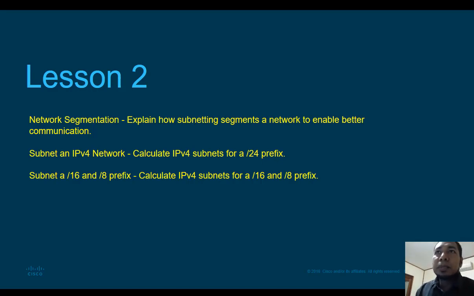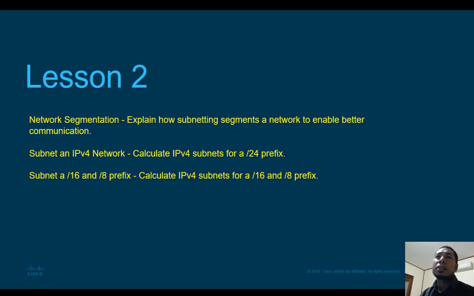Okay, so hello and welcome to lesson number 2 of IP addressing, IPv4 addressing. In this lesson, we look at three things. We talk about network segmentation, and the objective in that part of this lesson is for you to be able to explain how subnetting segments a network to enable better communication. There are some benefits in terms of why we have to segment a network. So we look at those benefits in section 1 of lesson 2, or in topic 1 of lesson 2.